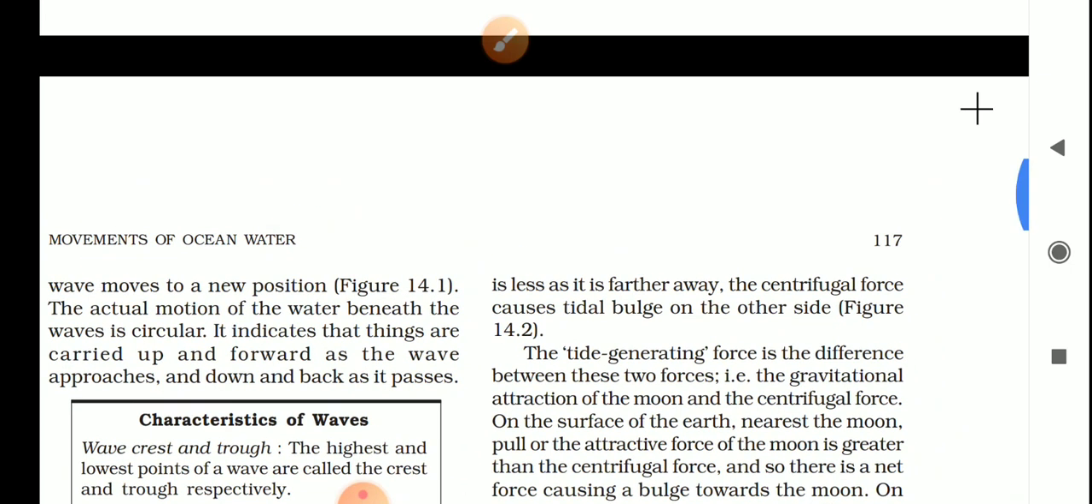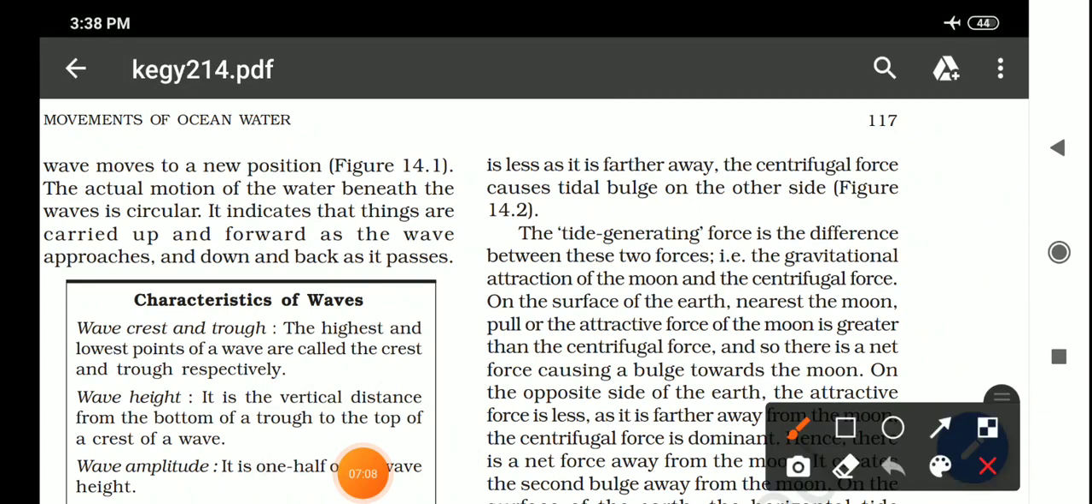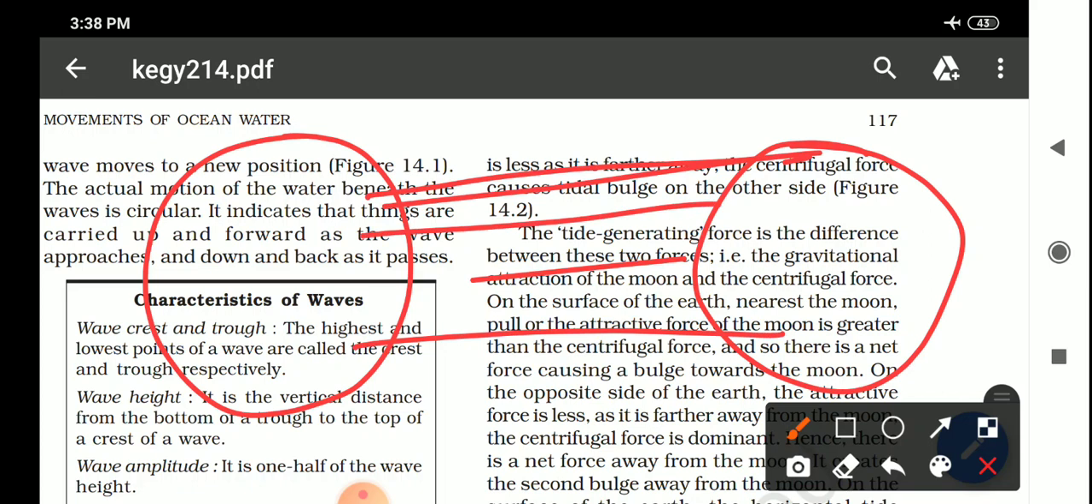Next we'll talk about the tides. To understand this topic, suppose this is shown in the picture. This is earth, and this is the moon. The gravitational pull of the moon, so what is happening here? The gravitational force is moving here. You can see the gravitational force. The pull of the moon causes the tides.